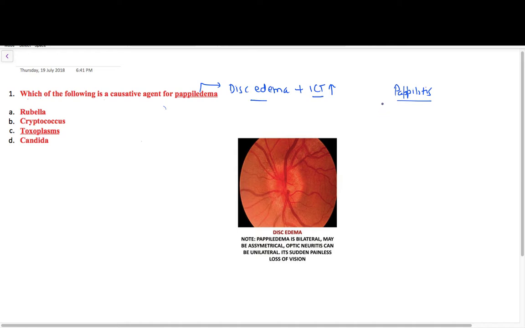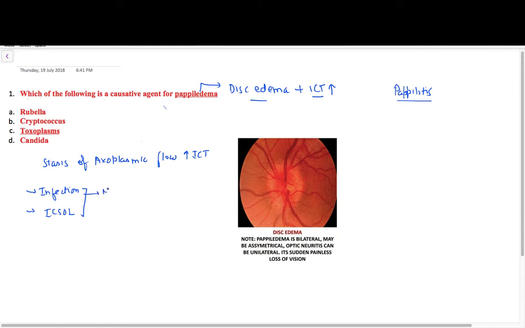Now, why does this disc edema occur? Basically, disc edema occurs because of the stasis of axoplasmic flow that happens due to raised intracranial tension. Now, sometimes infections or intracranial space occupying lesions like any brain tumor or any hematoma due to trauma can lead to increase of intracranial tension.